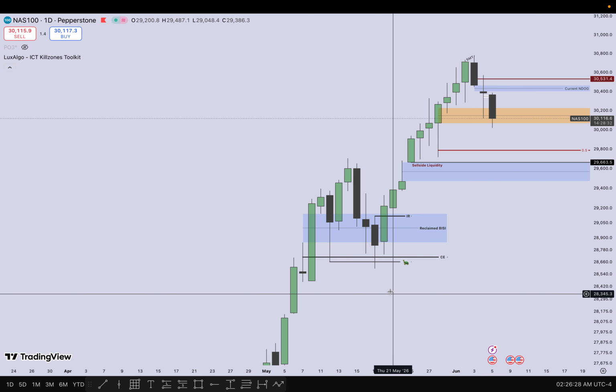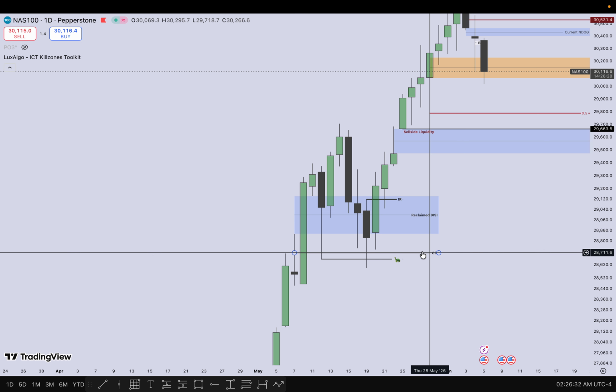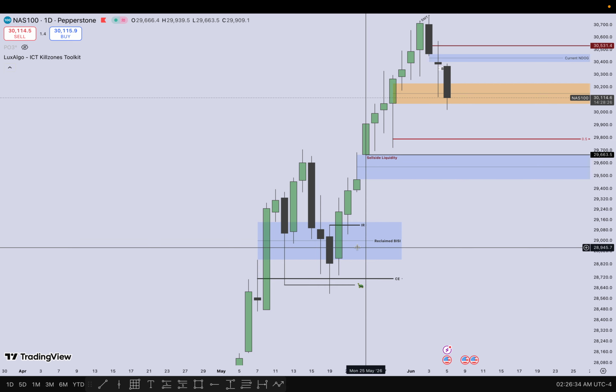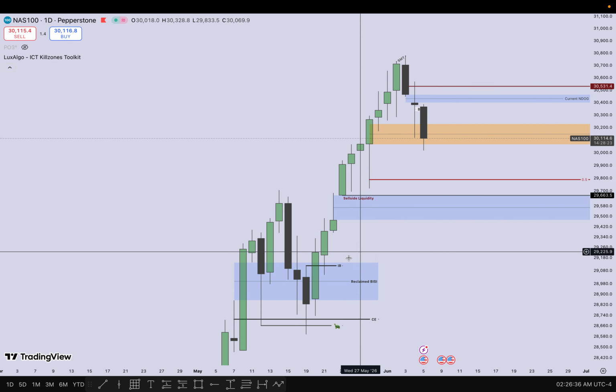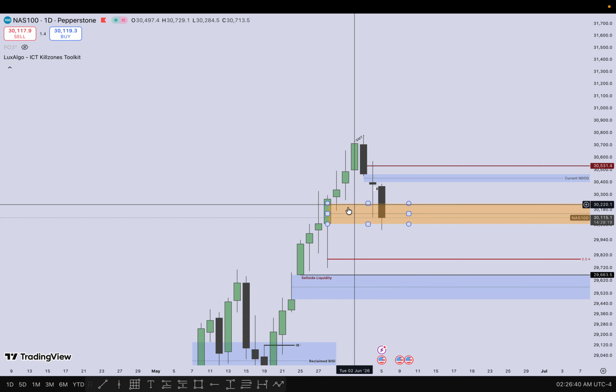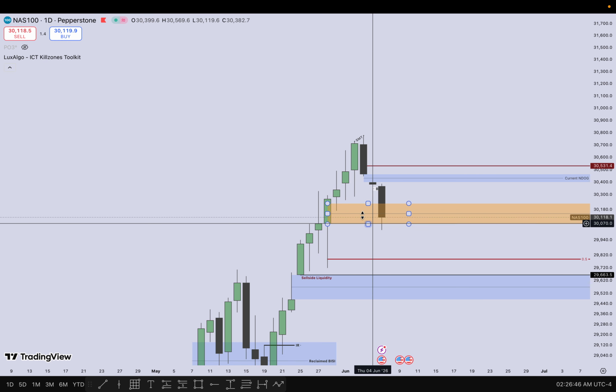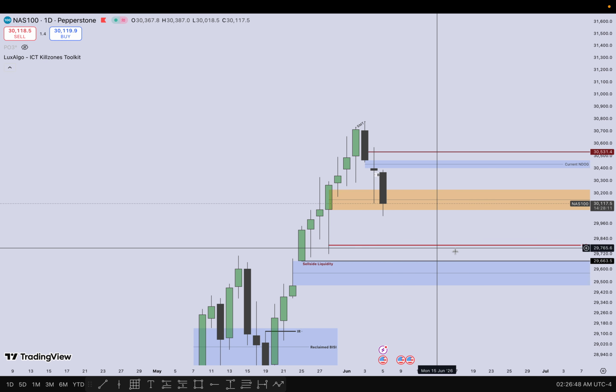I've already analyzed the area. We have taken the liquidity. We were rejected from this wick, and we respected this reclaimed BC and went for higher, and we had a massive low resistance liquidity right up here. The price has taken that also. And what should we expect next?